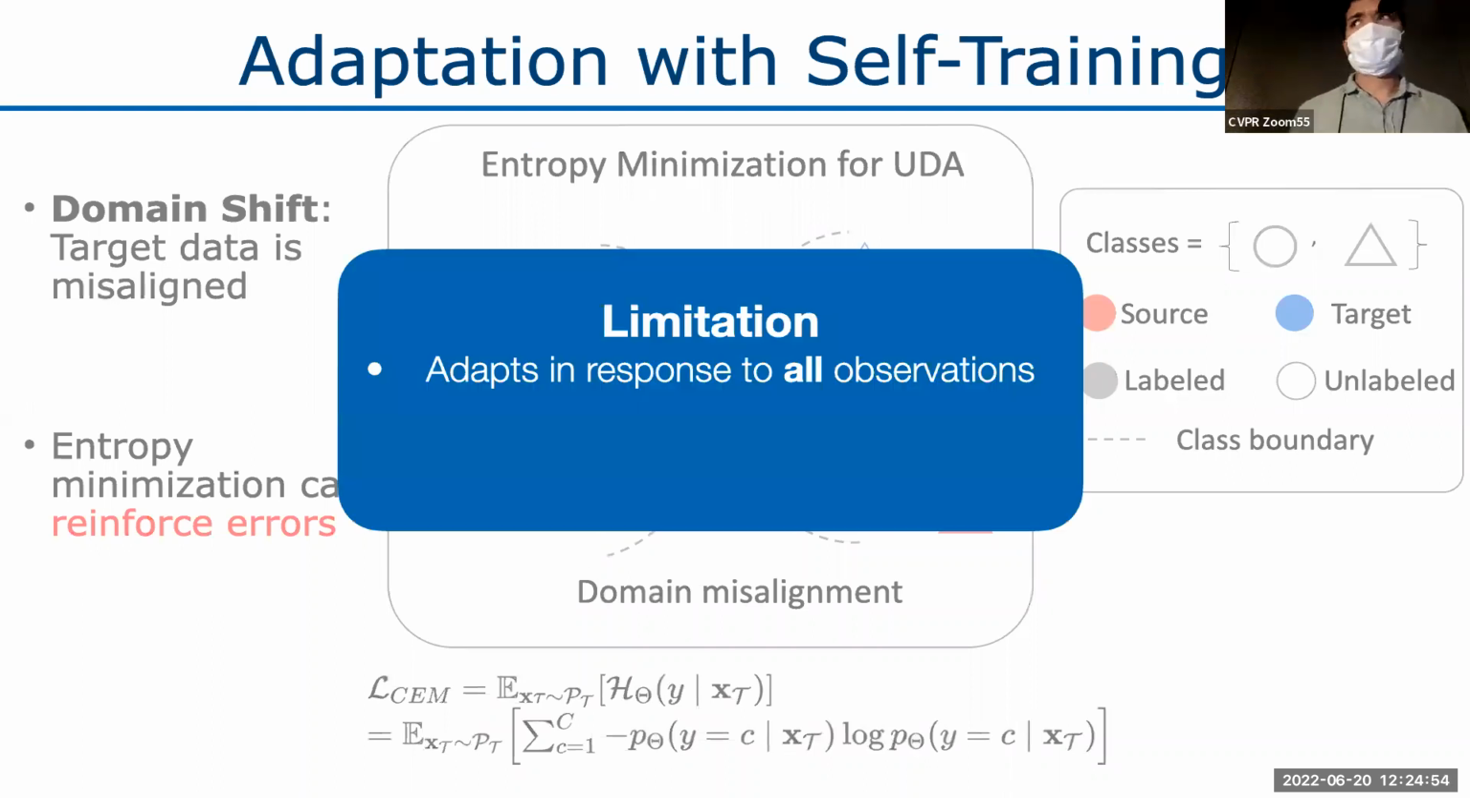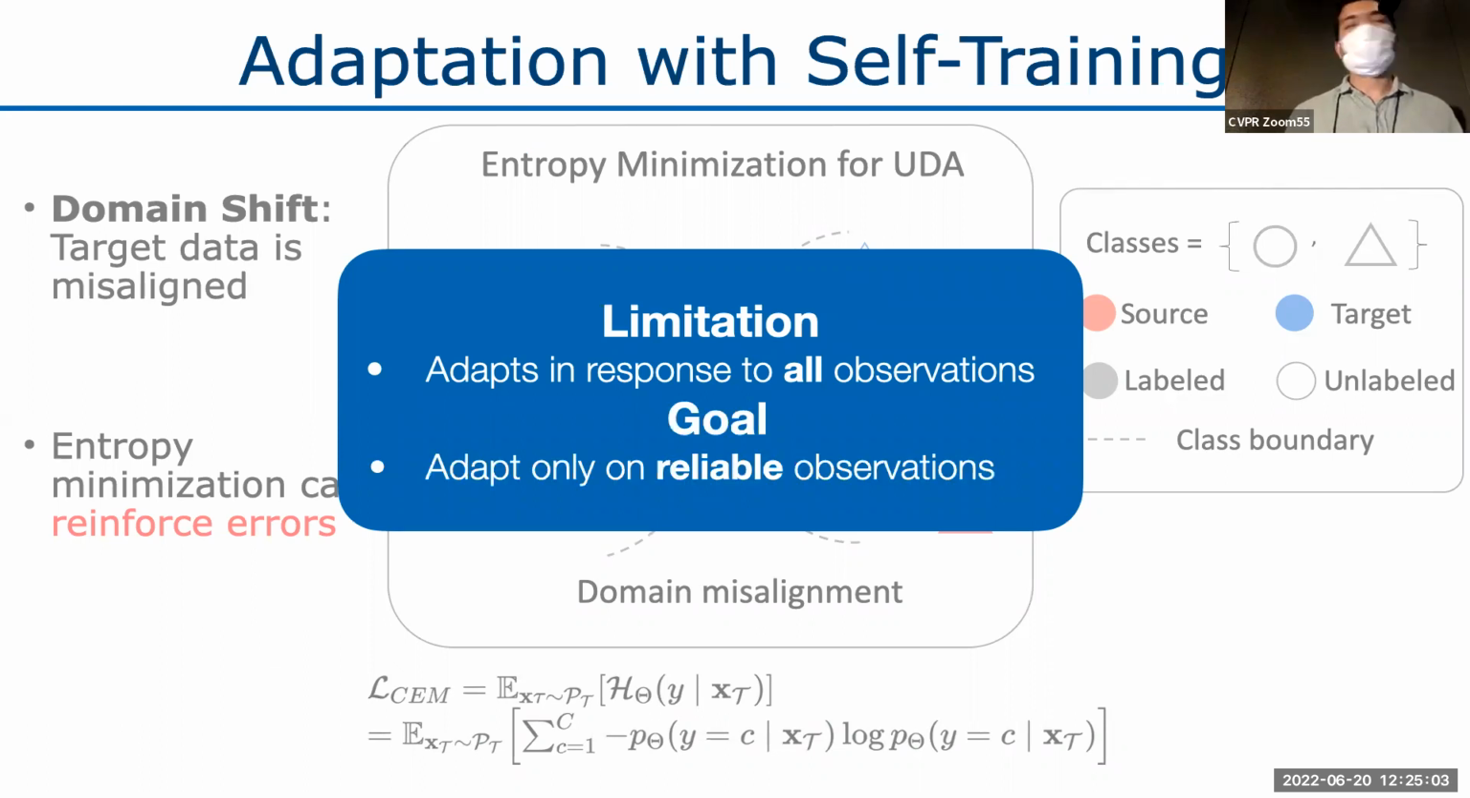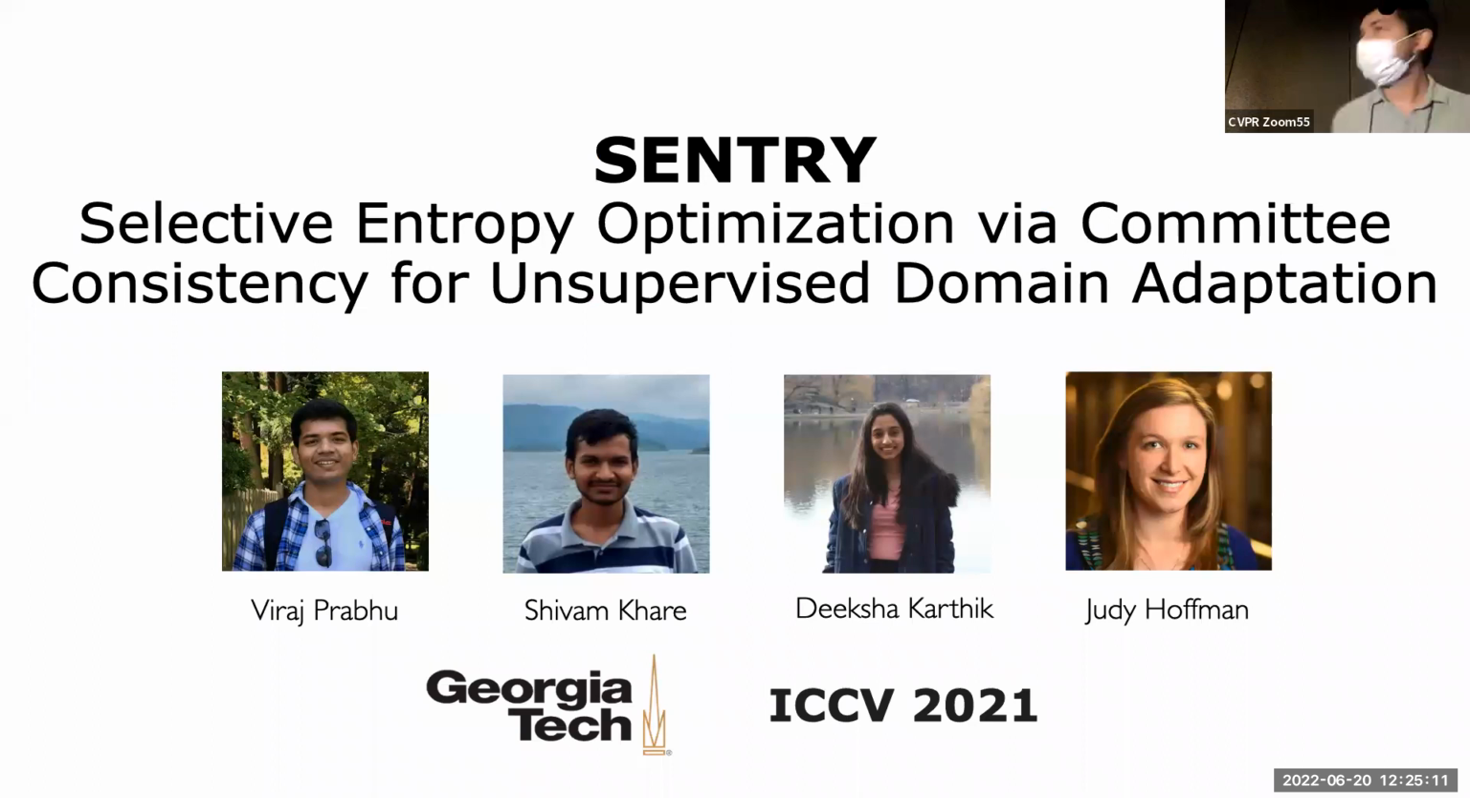So the main challenge here is that the model is being adapted in response to all observations, but the goal is to try and adapt only on reliable observations that have a high probability of being correctly classified. And we explore this idea in, sorry.